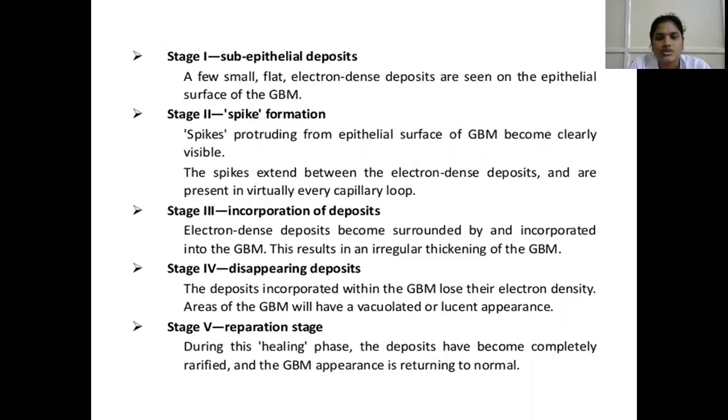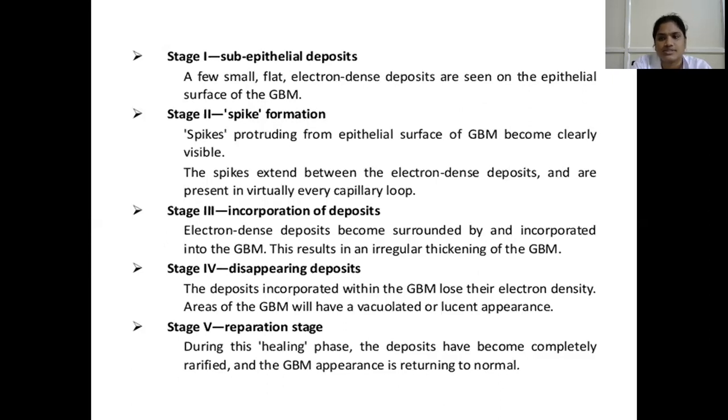The deposits incorporate within the basement membrane and lose their electron density. So a lucent appearance will be seen in a few areas of the basement membrane. Then stage 5 is the healing phase. The deposits have become completely rarefied, and the basement membrane appears to be returning to the normal condition.